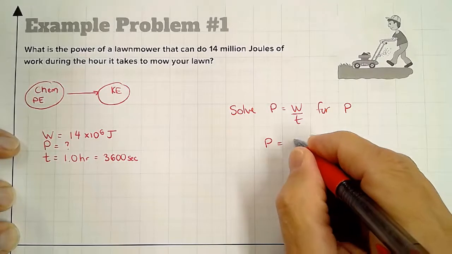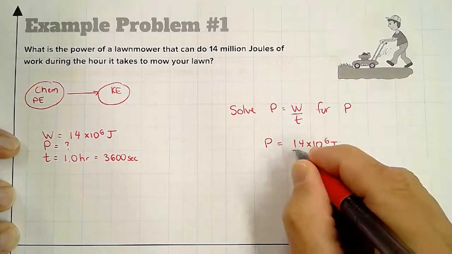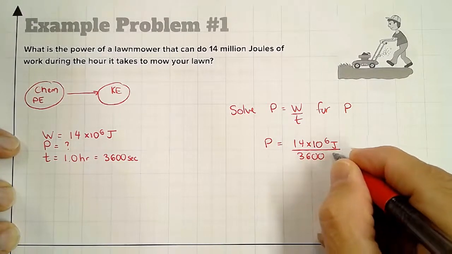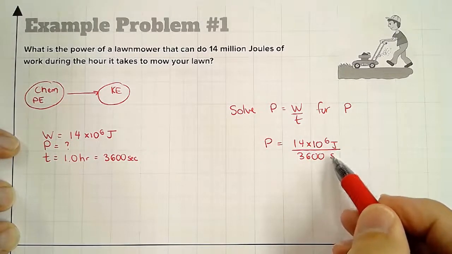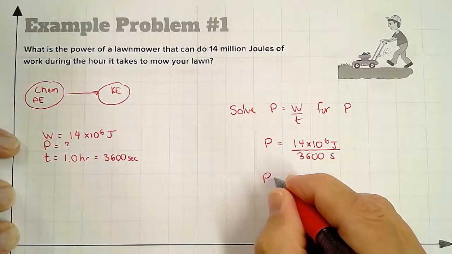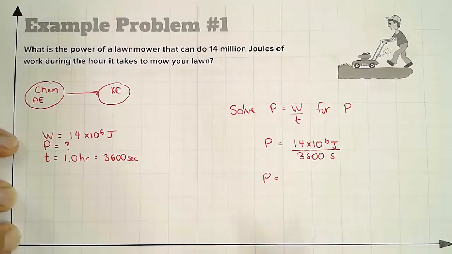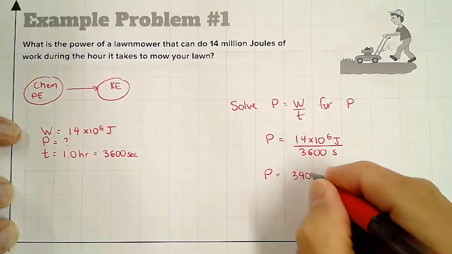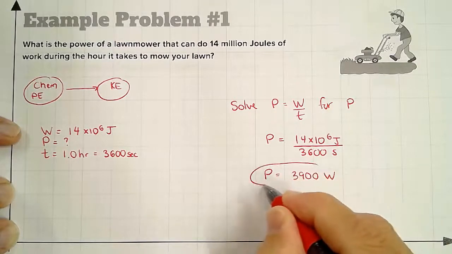I just take 14 times 10 to the 6th joules. I divide it by 3,600 seconds. And here's why we show our units. Joules per second is watts, which is why we have an idea that our answers have got the right units. So I take 14 times 10 to the 6th, and I divide it by 3,600. I get 3,900 joules per second, or 3,900 watts. Okay?